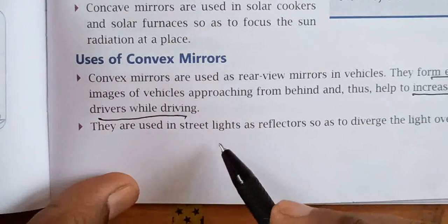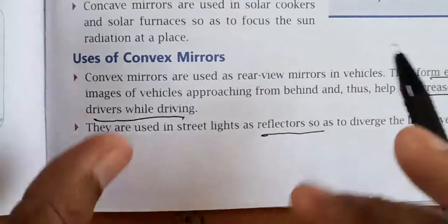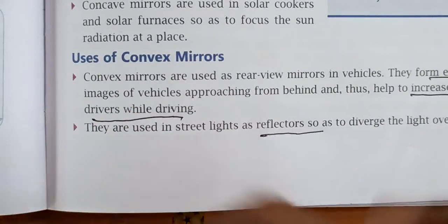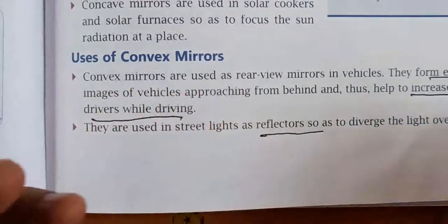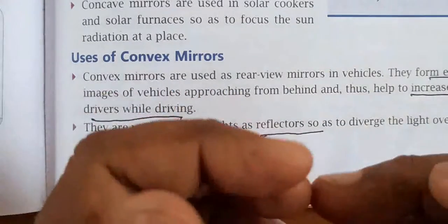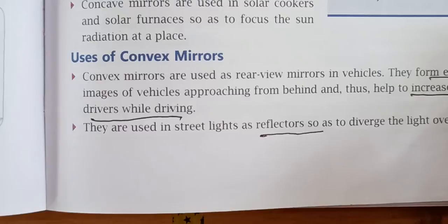They are also used in street lights as a reflector. These convex mirrors spread light, and when they are used as a reflector in street lights, they spread the light over a large area. The function of the street light is this only, to illuminate a large area, so that light can spread over a large area.